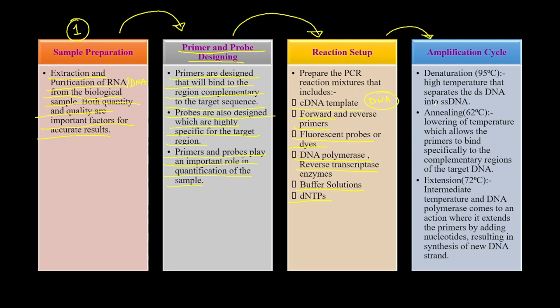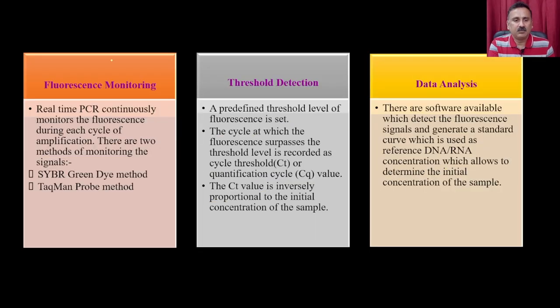The amplification cycle more or less remains the same as what we have discussed for the regular PCR, that you are going to have the denaturation, then you are going to have annealing, then you are going to have extension and so on. And this will continue. After the extension, it will again go for denaturation and so on. So, exactly the same as what we have discussed for the traditional PCR. And then it is going to have the fluorescence monitoring. So, you are going to have the real-time PCR.